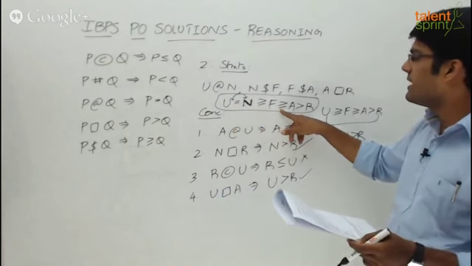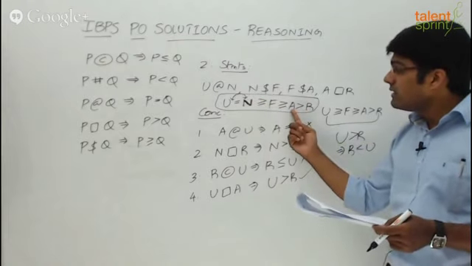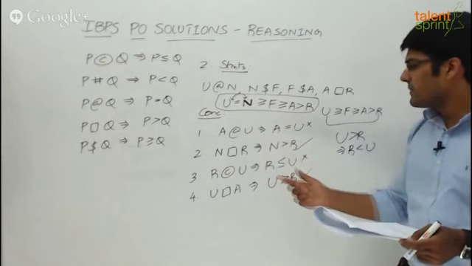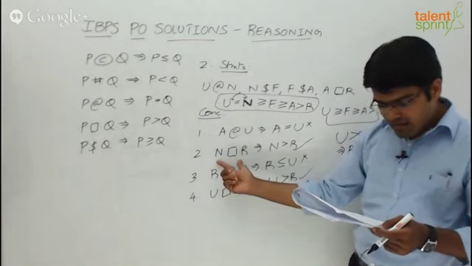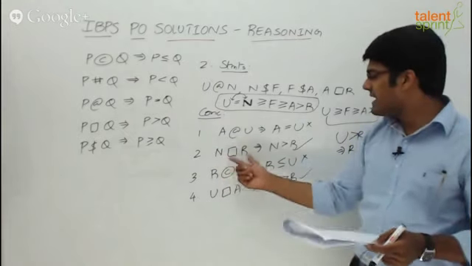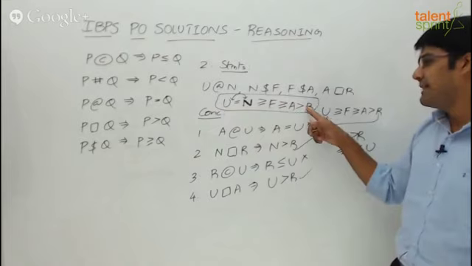So what do you see here? First one says A at the rate U, at the rate is equal to. So is A equal to U? No, clearly A is not equal to U. A is less than or equal to U. So this is wrong. Second one, N square R. What is N square R? Square means greater than. N greater than R. Is N greater than R? Yes, N is greater than R.